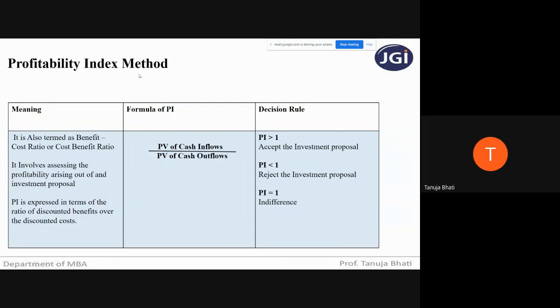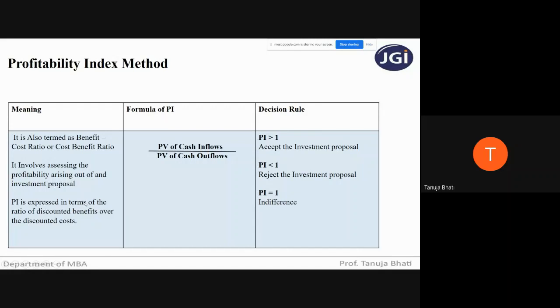Now, what happens in this method and how do we make a decision? So first, let us understand the meaning. It is also termed as benefit cost ratio or cost benefit ratio. So see, students, profitability index is going to show you the relationship between your cost and your benefit. So cost is nothing but your expense outflow and benefit is nothing but your returns and income. So it involves assessing the profitability arising out of an investment proposal.